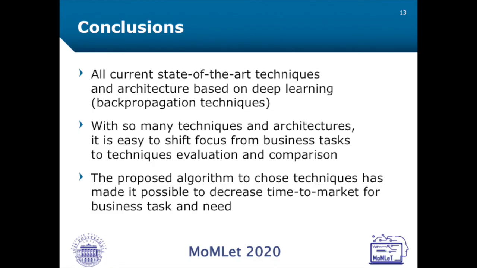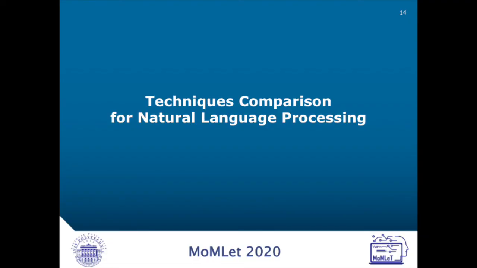Let's go to the conclusions. As we can see, all current state-of-the-art techniques and architectures are based on deep learning and backpropagation techniques. And with so many techniques and architectures, it is easy to shift focus from business tasks to technique evaluation, comparison, etc. We proposed an algorithm to choose techniques to make it possible to decrease time to market for business tasks and needs. Thank you for your attention.